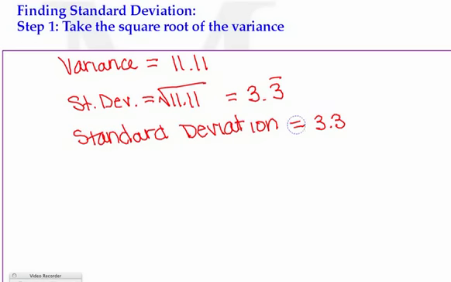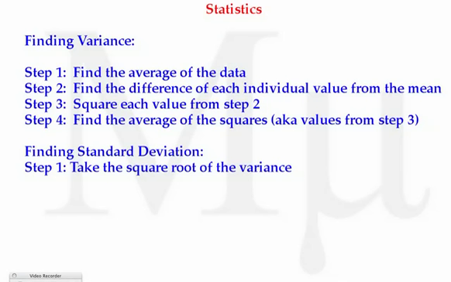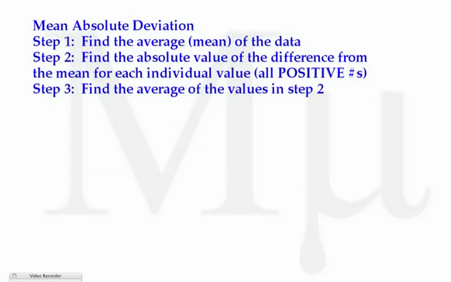Now as we move on, we have variance and we have standard deviation. That's 2 of the 3 that we're going to talk about. We are moving on to another, which is mean absolute deviation. Okay, so this one is a little bit different. We still find the average of the data, exactly like the first step with the variance. After you do that, you find the absolute value of the difference from the mean.